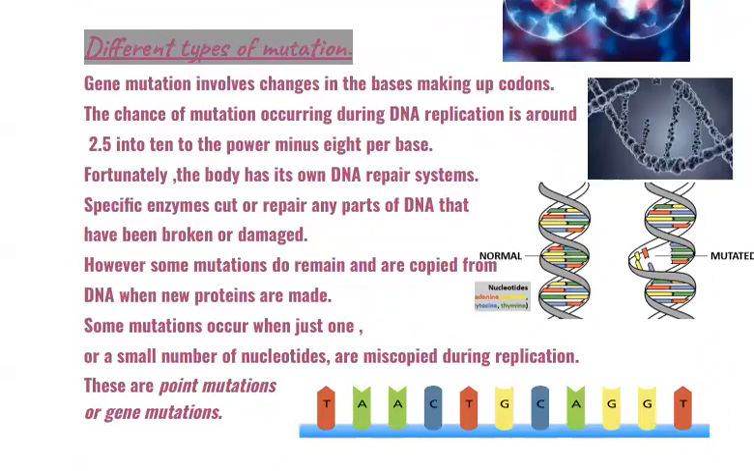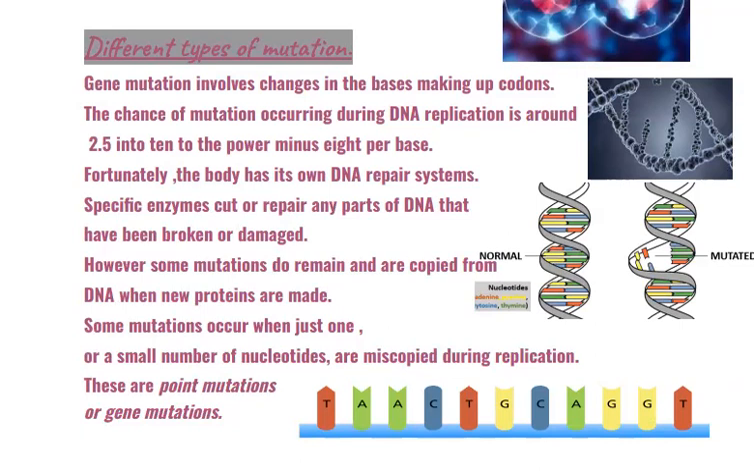Different types of mutation. Gene mutation involves changes in the bases making up codons. The chance of mutation occurring during DNA replication is around 2.5 times 10 to the power minus 8 per base.